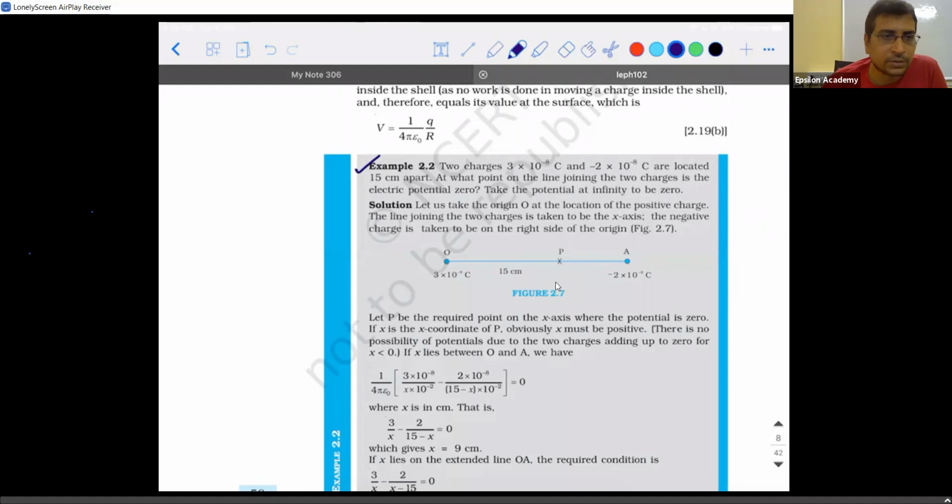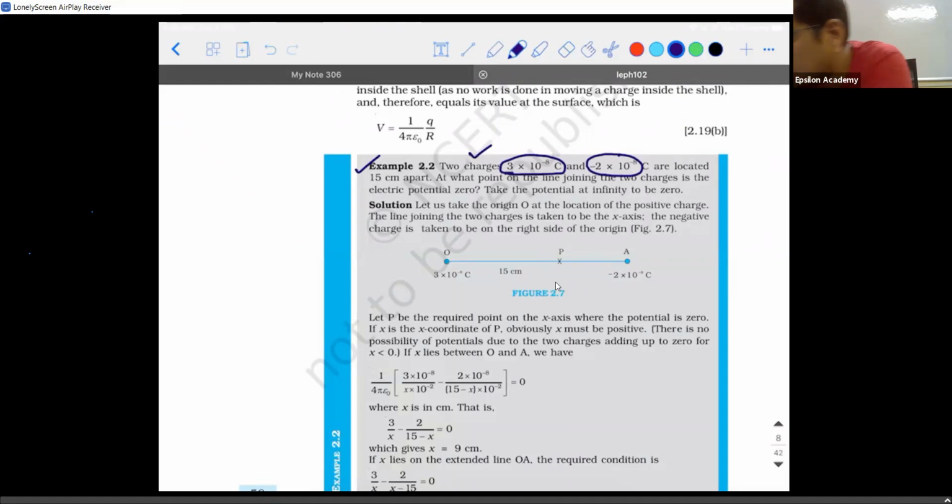So this is a problem which is based on finding the points where the potential will be zero. Listen to this carefully. Two charges, 3 into 10 power minus 8 coulomb and minus 2 into 10 power minus 8 coulomb, are located 15 centimeter apart. At what point on the line joining the two charges is the electric potential zero? Take the potential at infinity to be zero.